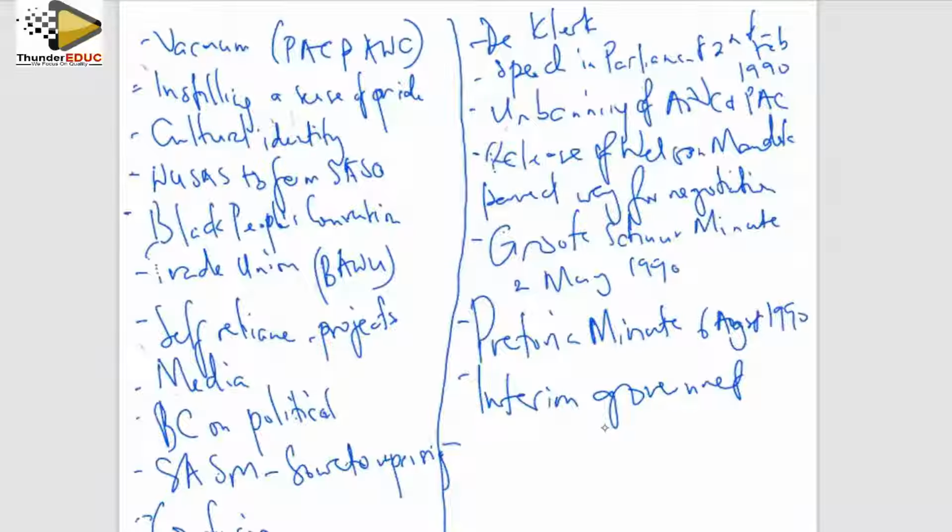Then we can also talk of CODESA number 1, Convention for a Democratic South Africa number 1. We discuss. Then we talk of violence in the Rand and in Natal. Disturbing violence in the Rand area and in Natal.